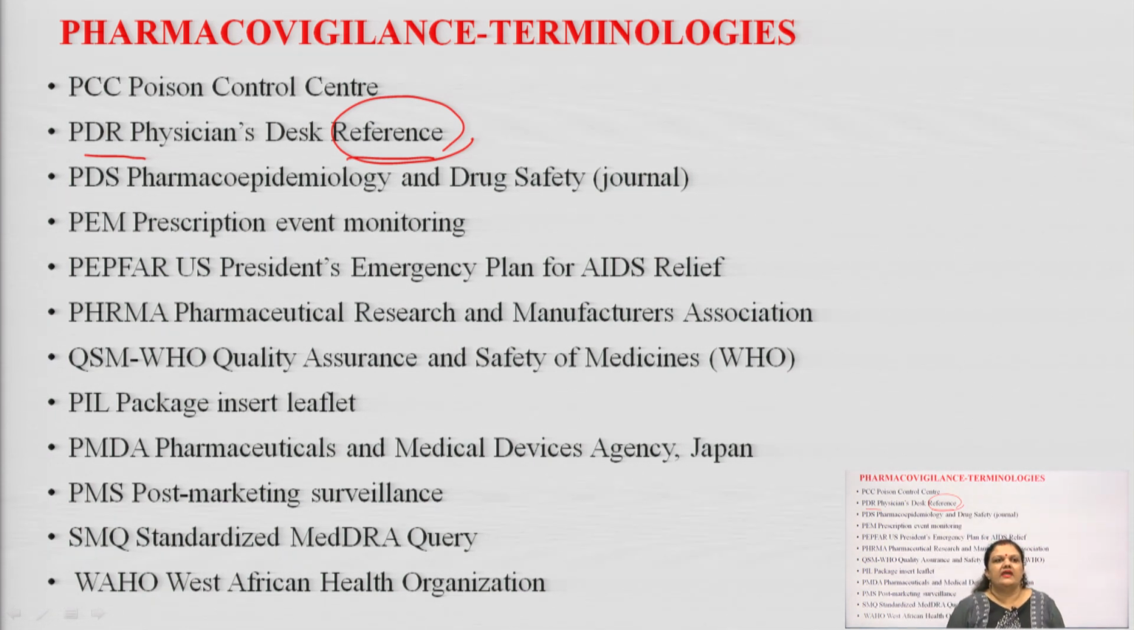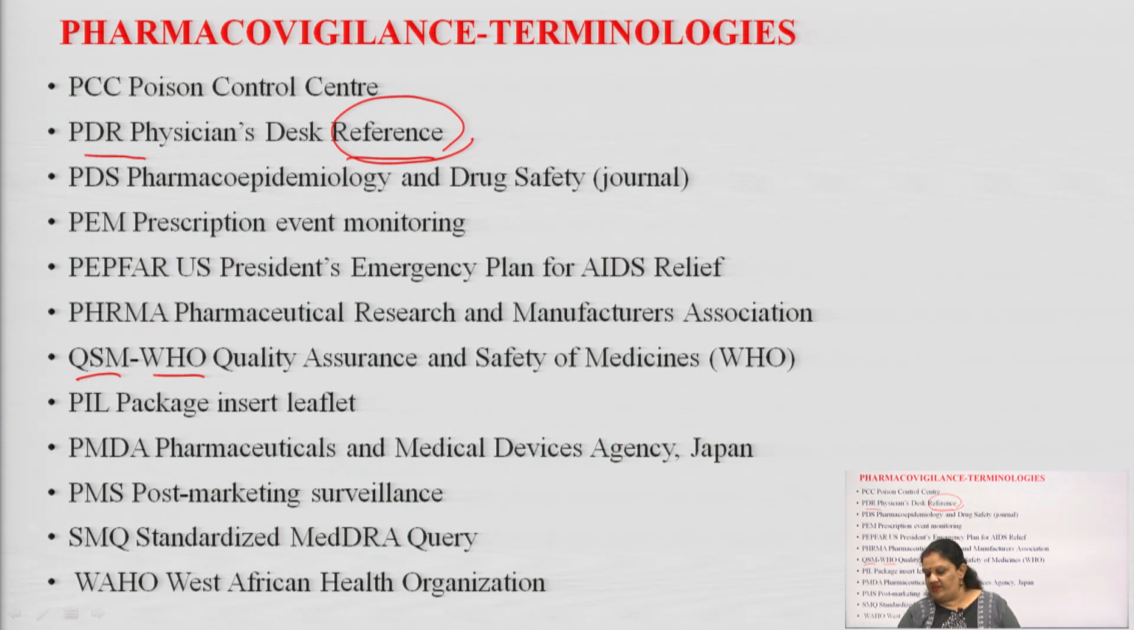Okay. Then PhRMA is the Pharmaceutical Research and Manufacturers of America. QSM, again prescribed by the WHO, which is nothing but Quality Assurance and Safety of Medicines. Then PIL, Package Insert Leaflet. PMDA, Pharmaceuticals and Medical Devices Agency in Japan. PMS is the earlier name of PV, Post Marketing Surveillance. SMQ, Standardized MedDRA Query, we will see in our next few lectures.